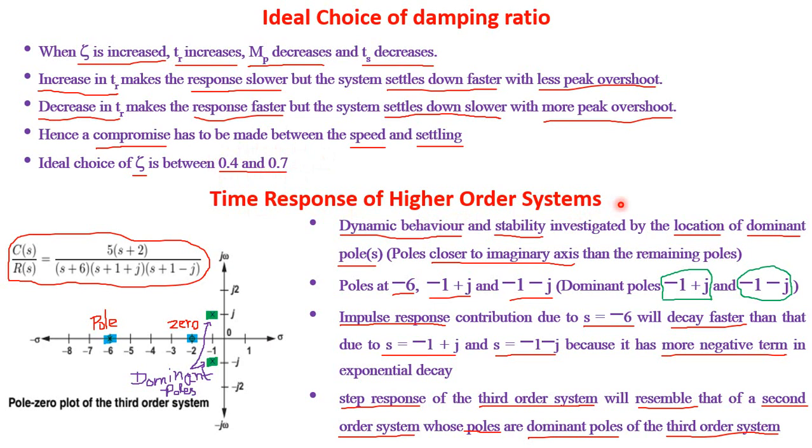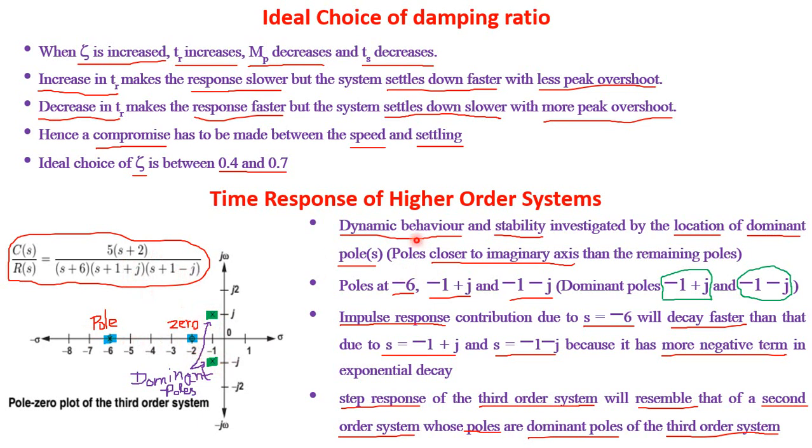Therefore, how to find out the time response? For that we have taken one example wherein we have the transfer function given by this expression. We can find that it has a pole at -6 and poles at -1 plus j and -1 minus j. And a zero at -2. So there is one zero and three poles.